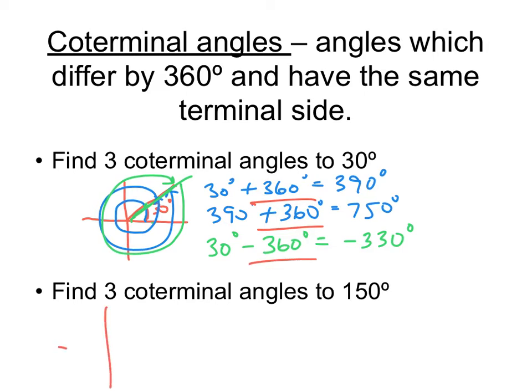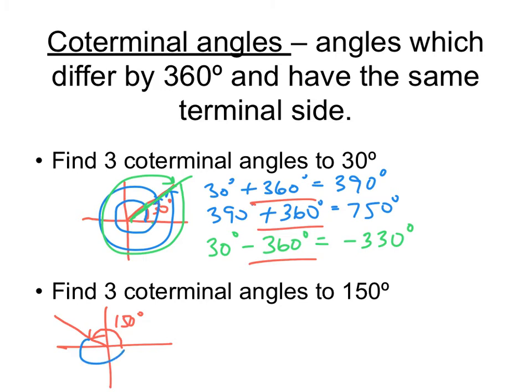So 150, where's 150? Well, it's positive, so it's going to come up around 90. It's not going to go all the way to 180. It's going to be right there, 150. Okay, it has a reference angle of 30 degrees, but that's not what I'm interested in. I'm interested in coterminal angles.